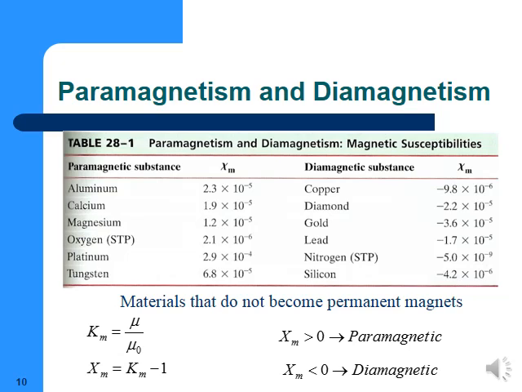And now we're going to also define the magnetic susceptibility, X sub m, which is nothing more than K sub m minus 1. The reason we do this is because X sub m greater than 0 will give us paramagnetic substances, and X sub m less than 0 gives us diamagnetic substances. And the table shown gives you an idea of what substances add to the magnetic field, which are ones on the left-hand side, and which substances subtract from the magnetic field, which are substances on the right-hand side. And we're going to see this actually in lab this week.